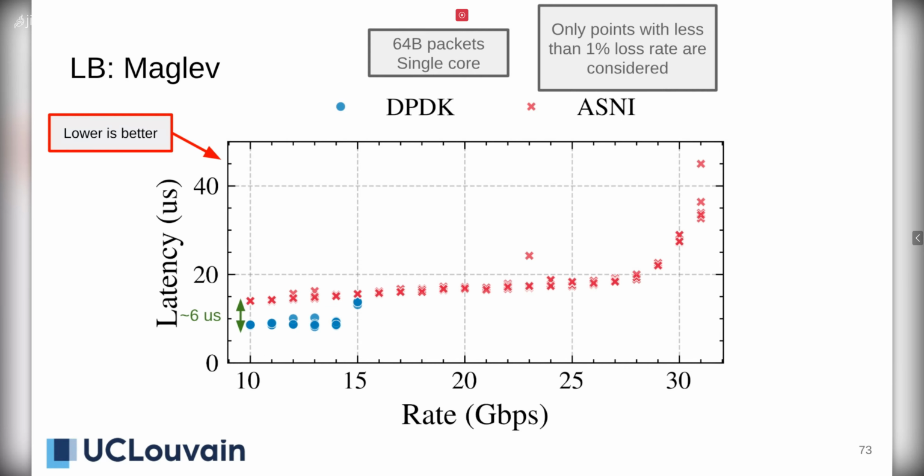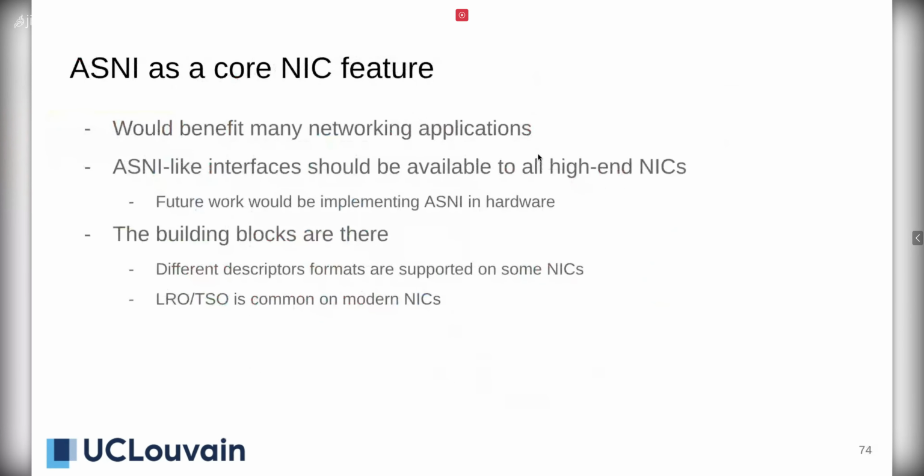First, if you just look in terms of latency, indeed, ASNI has a small overhead because we still need to go through the SmartNIC before transferring the data to the host. But in terms of throughput, we see that we have a 2.3x increase. So for a small latency cost, we have a very high throughput improvement. And so that's why we argue that ASNI or ASNI-like interfaces should be a core feature of NICs.